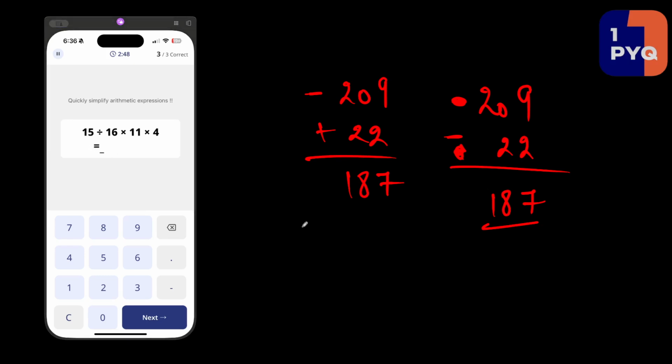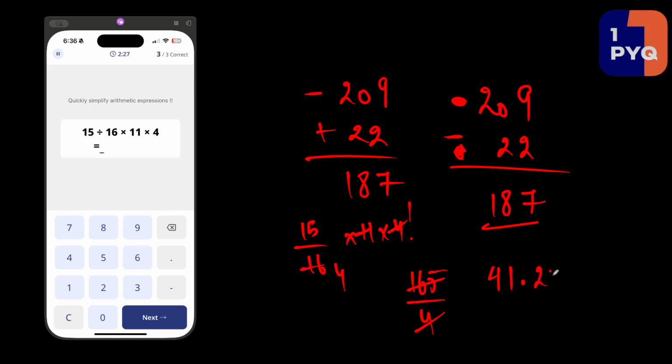Now, 15 divided by 16 first, and then into 11, and then into 4. Here, 4 ones are 4, 4 fours are 16, 11 into 15 is 165, 165 upon 4. So it's going to be 4 fours are 16, 4 ones are 4, and we have 0.25. So the answer might be 41.3 or 41.2. We're going to check it. 41.25. Yeah, that was correct.